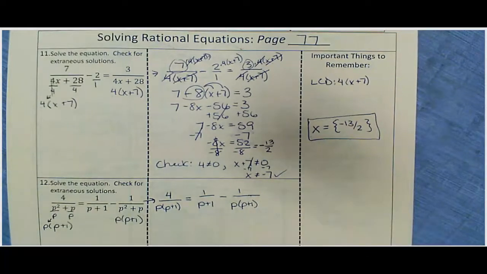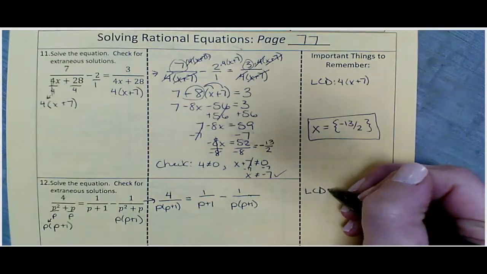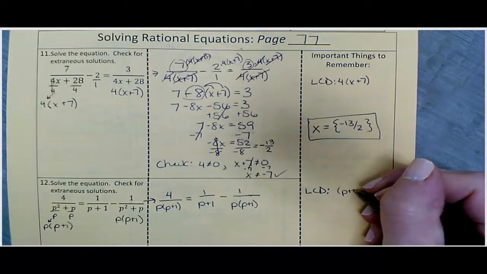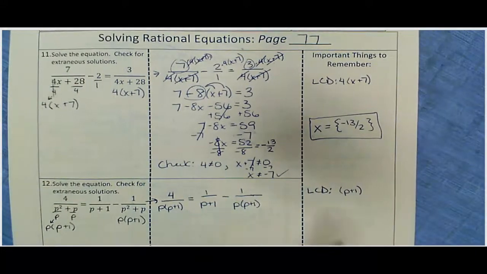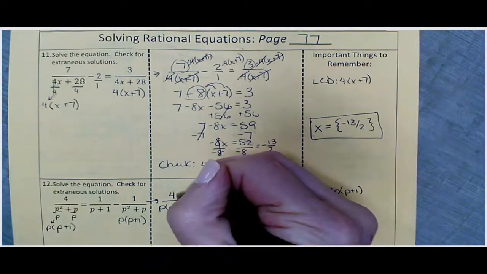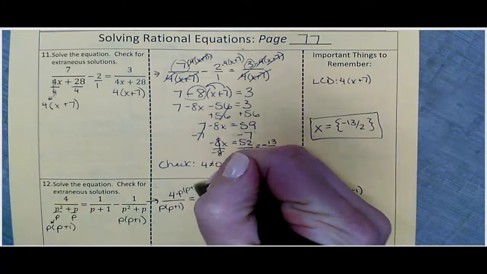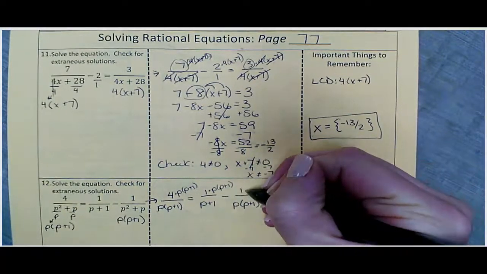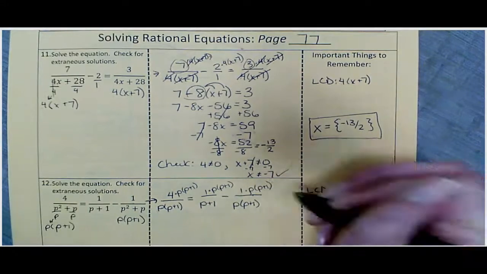Okay. My least common denominator needs to involve all the pieces from all the denominators. So they all have a p plus 1, so that's going to be in here. But 2 of them also have a p, so that needs to be there also. That's my least common denominator. I need to multiply all terms by the least common denominator. So times p times p plus 1, times p times p plus 1, times p times p plus 1.